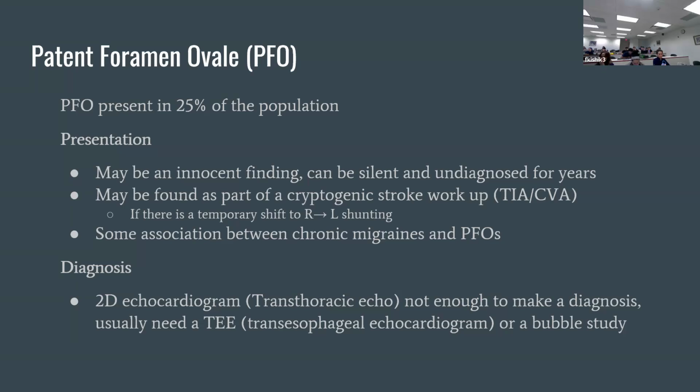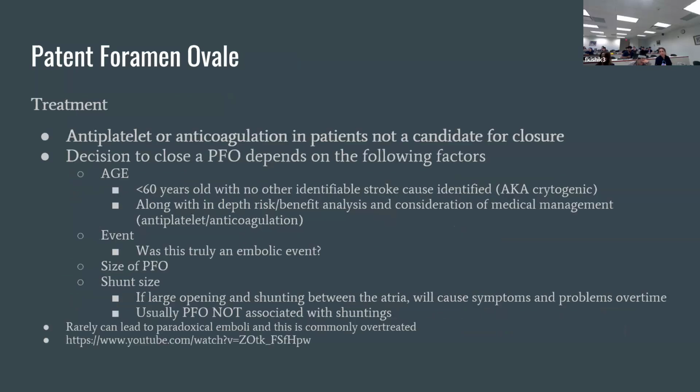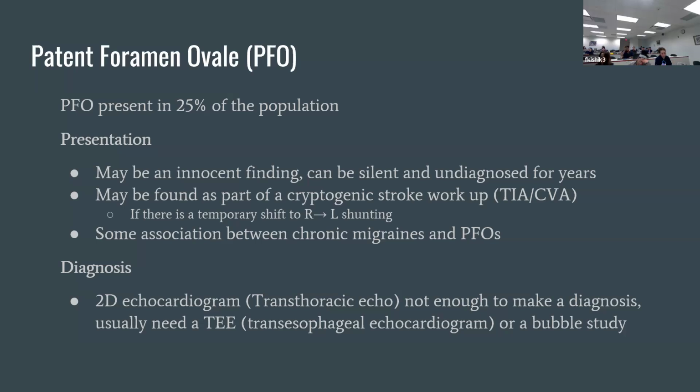So in summary, sometimes this is found randomly, sometimes they present as a cryptogenic stroke. And how we diagnose this, a transthoracic echo on its own is not enough to make the diagnosis. We want to see the shunting. You usually need a transesophageal echo or a bubble study. And a bubble study, do I have this? No. So a bubble study is when you do a regular echo and you literally inject a little bit of saline into the patient and you wait to see if the bubbles pass from the right atria to the left atria, and that'll confirm a PFO.